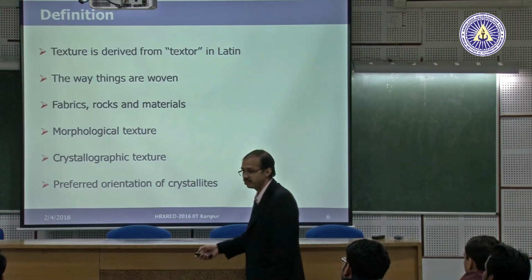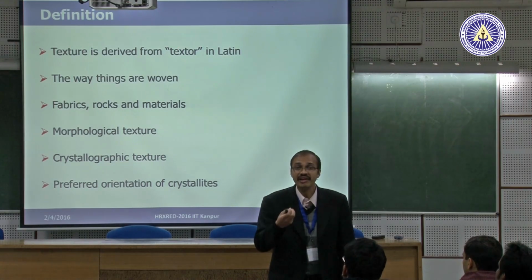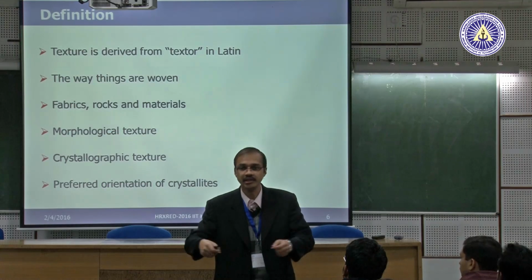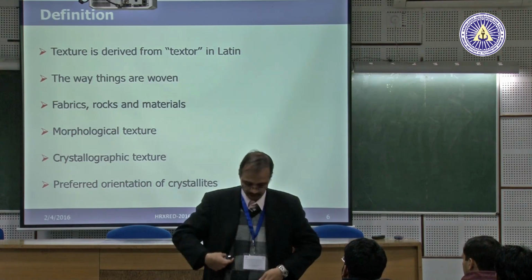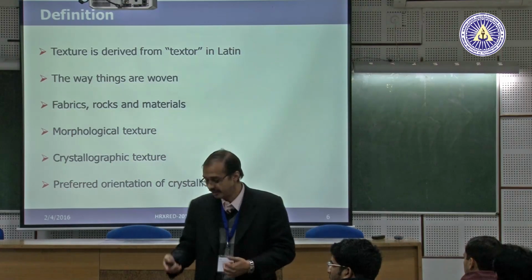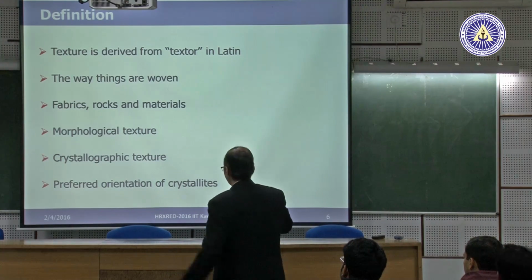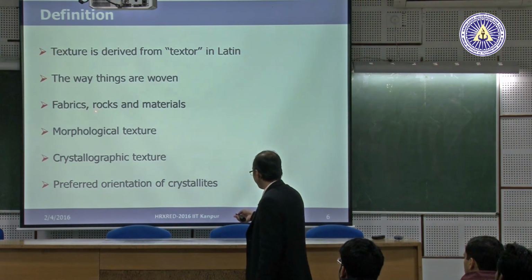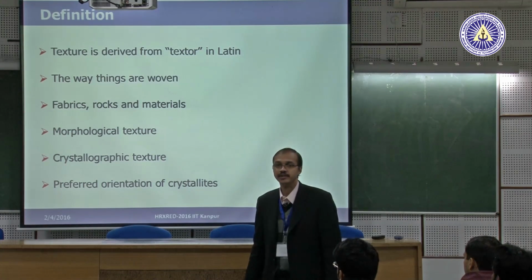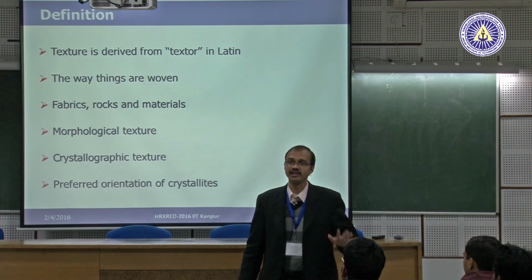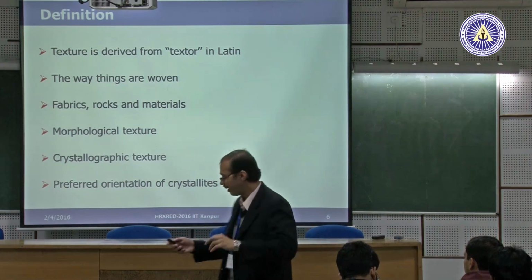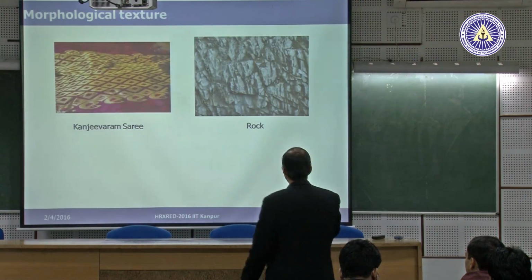It comes from the word texture, which essentially means the way things are woven in fabrics, right? The kind of pattern you see over here is different from the kind of pattern you have over there. This is for textile, but also the way your fabrics, rocks, or so. But this is all morphological texture. I am not talking about morphological texture. I am talking about crystallographic texture. And what do I mean by that? So this is like morphology.